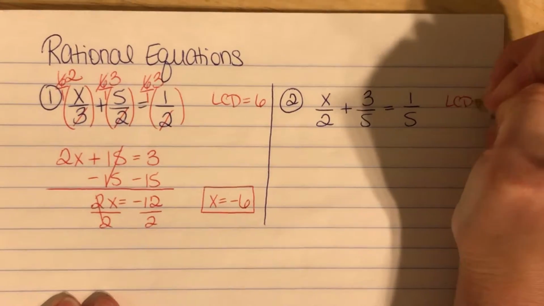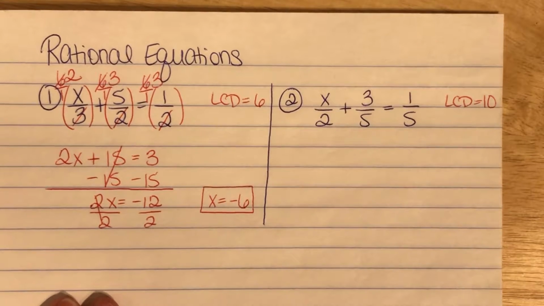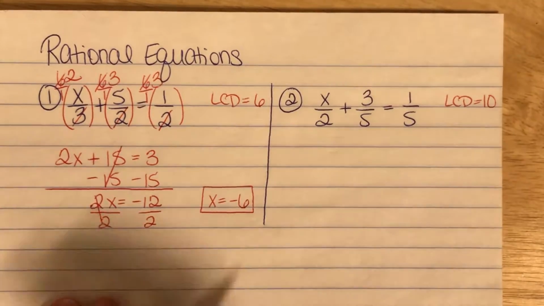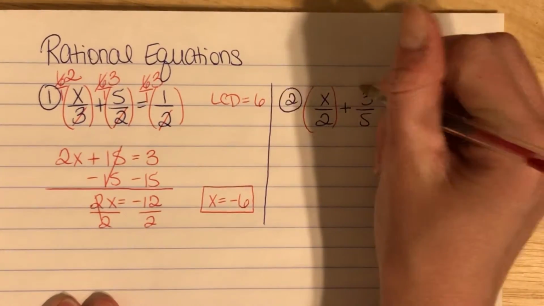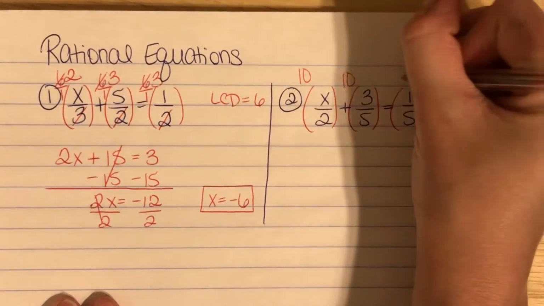Here my LCD ends up being 10. 2, 5, and 5. When I do my prime factorizations, since they're all prime numbers, I'm pretty much just going to multiply them together. So 5 appears once. It does appear twice, but it only gets counted once. So 5 times 2 is 10. So our common denominator is 10. So every single term gets multiplied by 10.